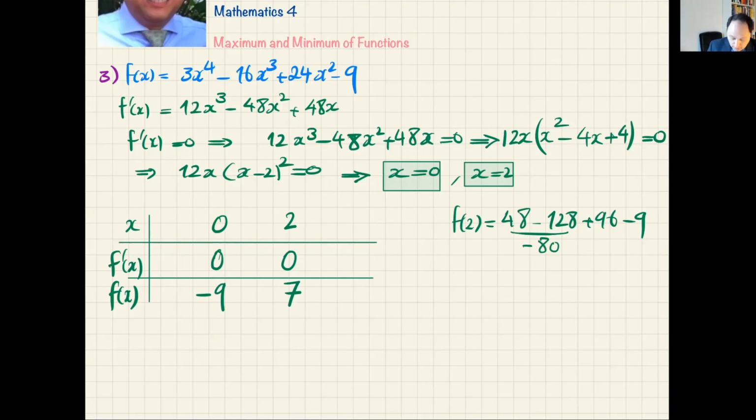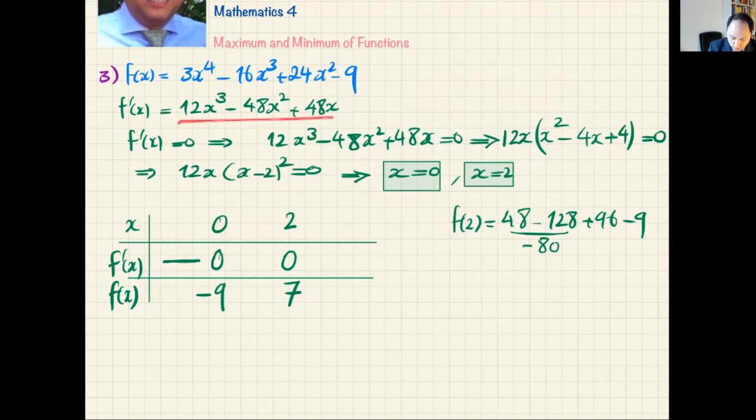Okay, and then I need to know the signs here. I choose a random number before 0, it is minus 1, it's a good number. I put it here. If I put minus 1 here, this becomes minus 12, minus 48, plus minus 48. So definitely this number is negative. I don't care about the value, but I just want to know that this is negative.